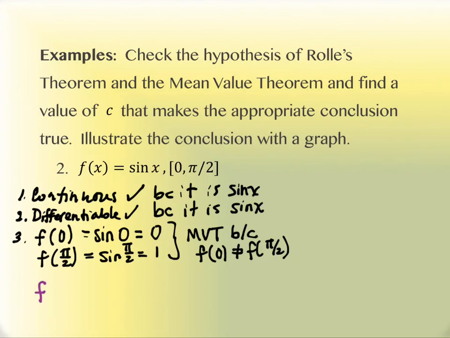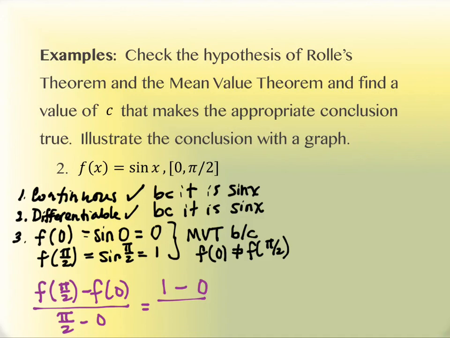We want to find f of pi halves minus f of 0, and we don't necessarily have to do it in that order. We could have switched the order around. Divided by pi halves minus 0. Well, the numerator, we found those values. F of pi halves was 1, and f of 0 was 0. And then pi halves minus 0 on the bottom is pi halves. So right now this is equal to 1 over pi halves.